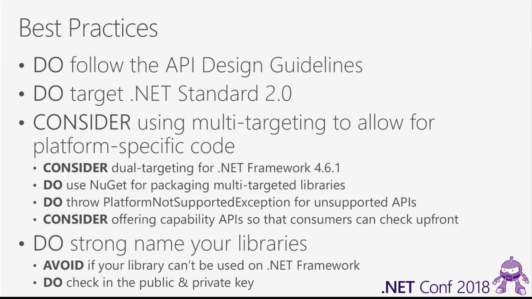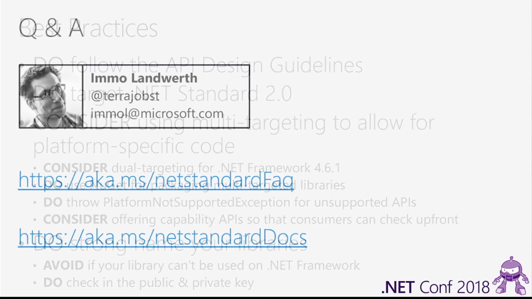You should consider multi-targeting, especially when you have customers that are on .NET Framework 4.6.1 to make their lives better. You should definitely use NuGet to package up libraries that are multi-targeted so that nobody has to select the right binaries. You should use platform not supported for APIs you cannot support everywhere. And you should offer capabilities to APIs in those cases when that's necessary. And then lastly, strong name your libraries. Just do it. The world is better off. We have much, much less problems.